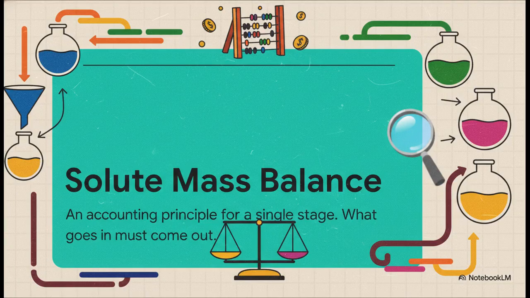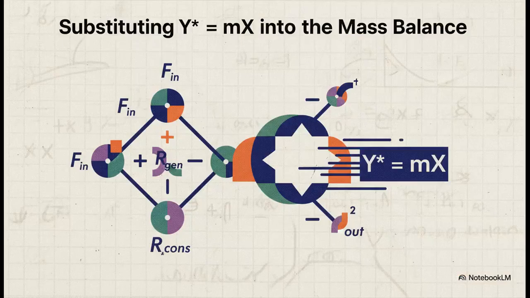So, this entire method is built on one super simple but really powerful idea, the solute mass balance. Seriously, just think of it like basic accounting for a single one of those stages. The amount of the chemical that goes in must equal the amount that comes out. It's a fundamental law of conservation. You can't create or destroy matter here. So, we start with our basic accounting rule. What goes in must come out.